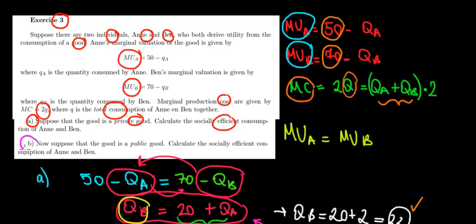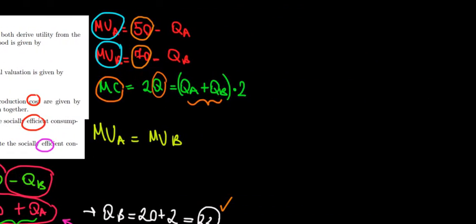Let's solve part B now. So suppose that the good is public. What's going to be the socially efficient level of consumption? Well, let's see. If the good is public, it means they both consume the same amount because they both consume the same good, meaning that the quantity for N is going to be equal to the quantity of Ben.